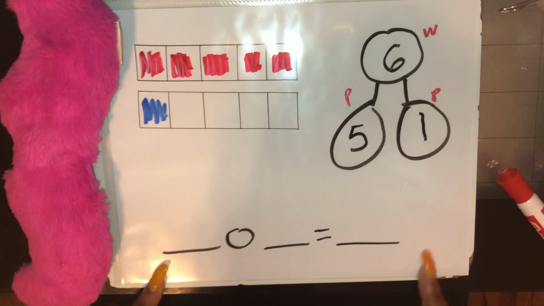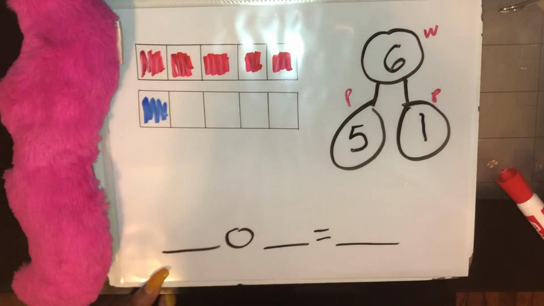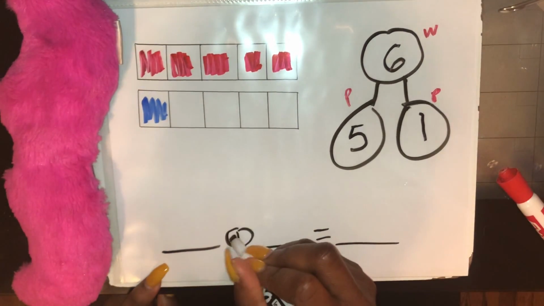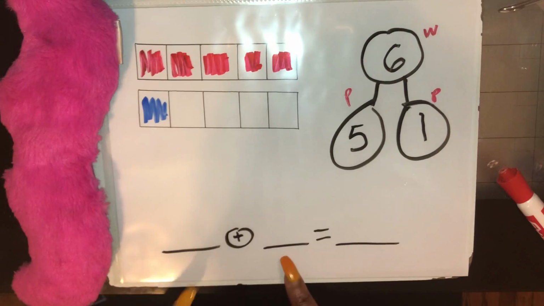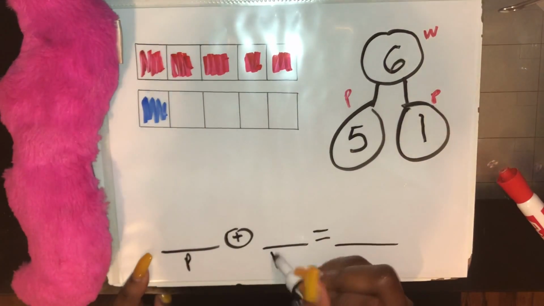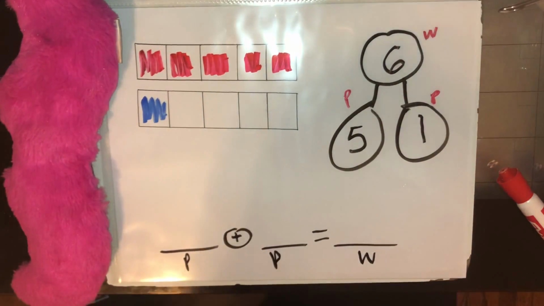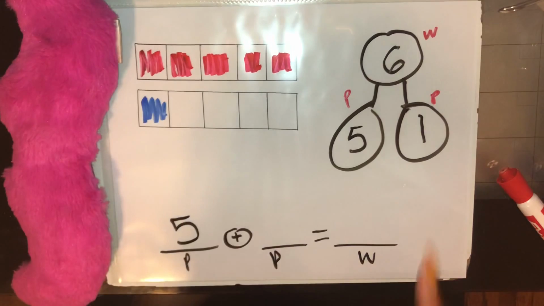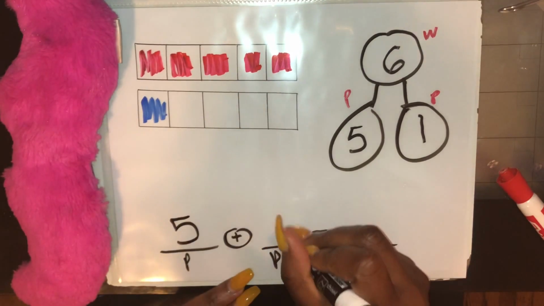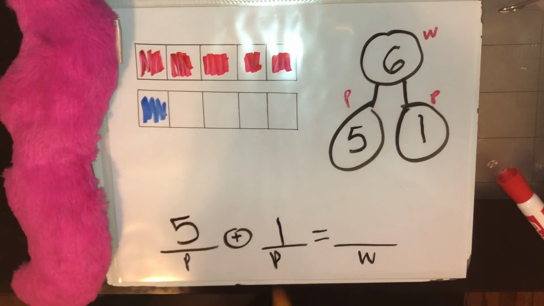Now let's write my number bond, my equation. Just a reminder that when we're writing a plus, we're writing an equation using the plus sign. The whole is going to go here, and our 2 parts are going to go here. Part, part, whole. Okay, so let's see. What is my first part? Well, first I have 5 red, so I'm going to write 5 red. Then I have 1 blue, so I'm going to write 1 blue. And 5 plus 1 equals 6.